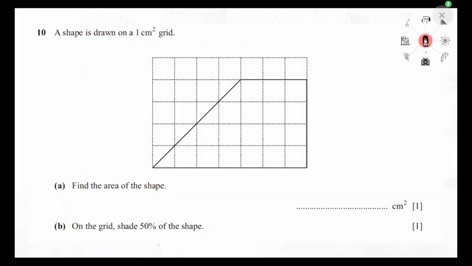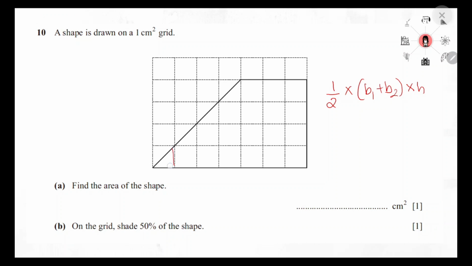10th question. A shape is drawn on a 1 centimeter square grid. A. Find the area of the shape. To find the area, there are two ways. We can either use the help of the grid to find the dimensions of this right angle trapezium and use the formula 1 by 2 into base 1 plus base 2 into height to find the area, or we can count all the whole squares in this grid that is covered by said trapezium.